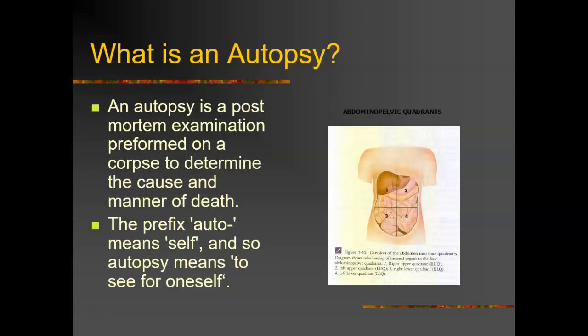If we break down the word autopsy, the prefix auto means self. So autopsy means to see for oneself.